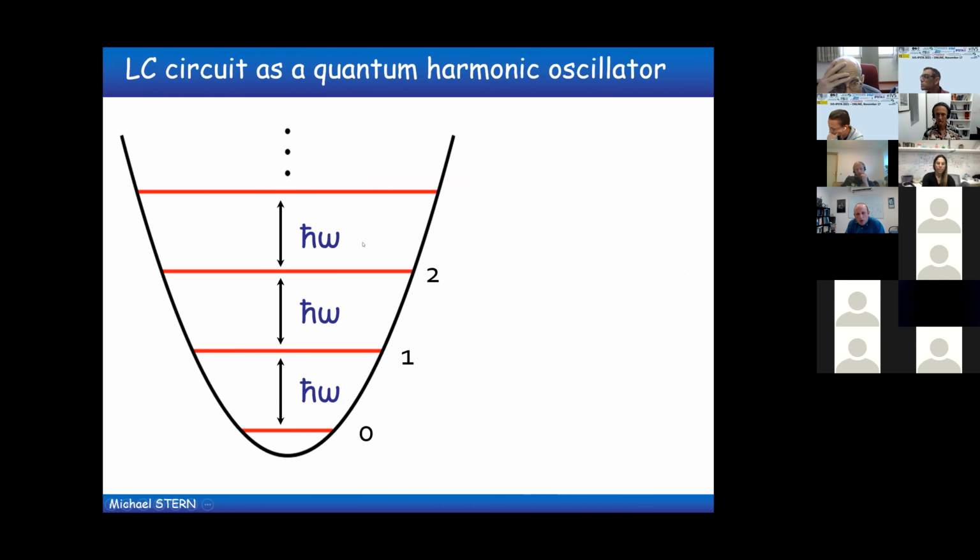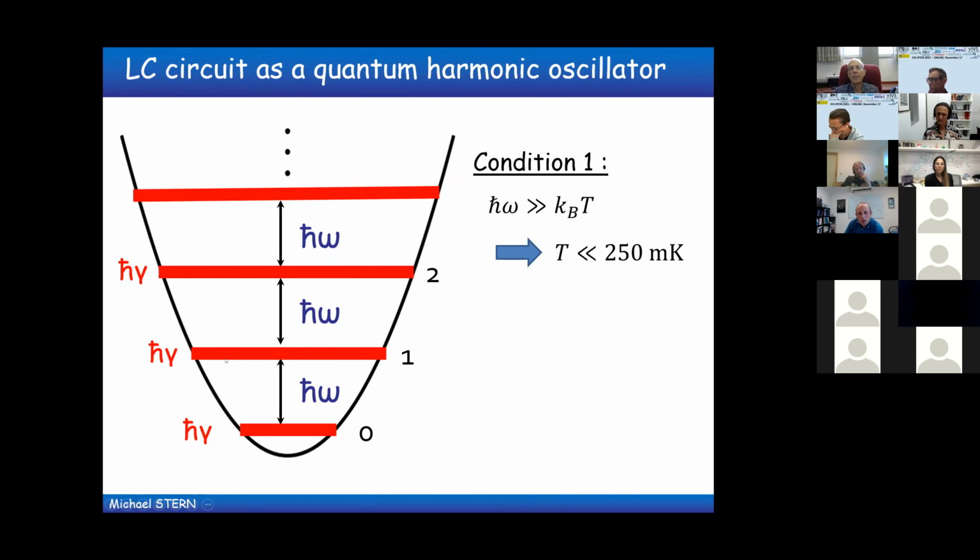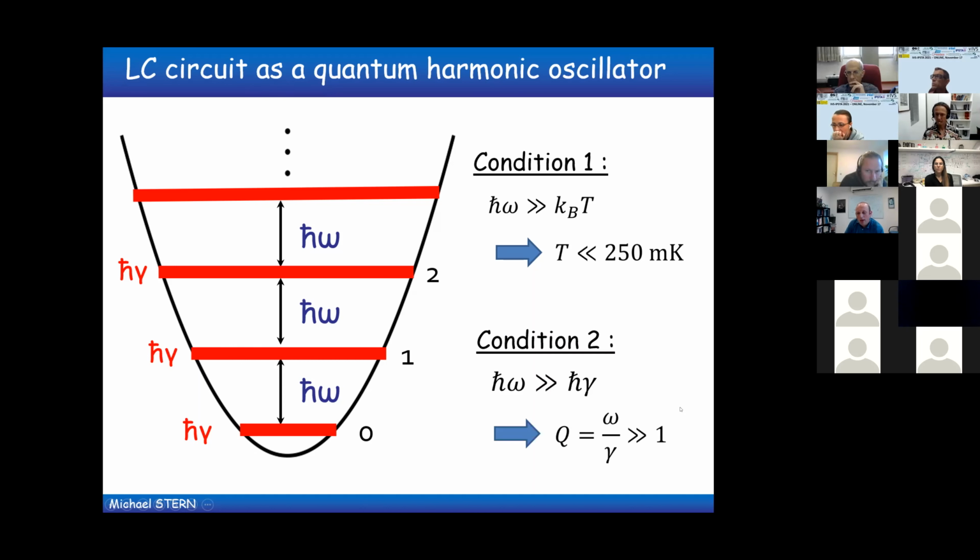The question is, when does this system behave quantum mechanically? In order for the system to behave quantum mechanically, the distance between the energy levels needs to be very big in front of the temperature. This requires a temperature range much below 250 millikelvin. The second condition is that you never have discrete levels; you always have a band, and you need this band to be small in front of the distance between the levels, or if you prefer, you need a high-Q, high quality factor resonator.